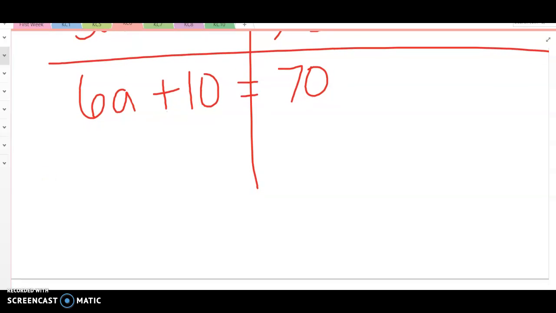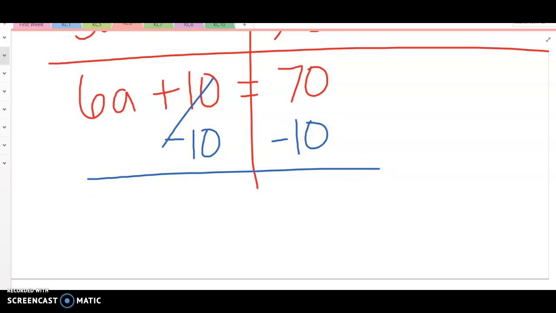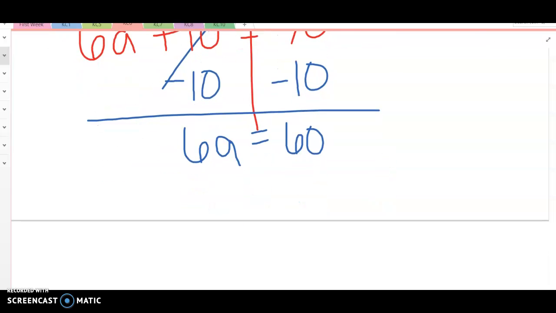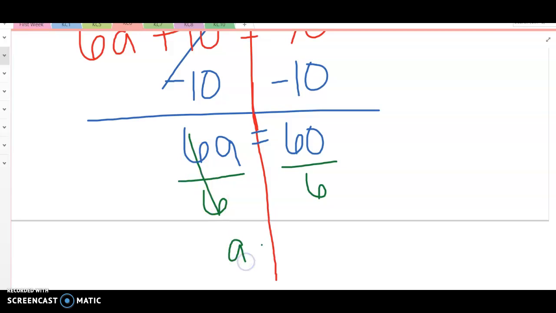So now we go from here. We're still solving for A, so I need to get rid of the 10 on this side. We bring down the 6A, and then 70 minus 10 is 60. Then our last step is to divide both sides by 6. We bring down this line, so we still have it, to get rid of that. So 60 divided by 6 is 10.